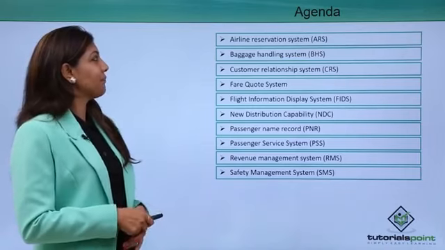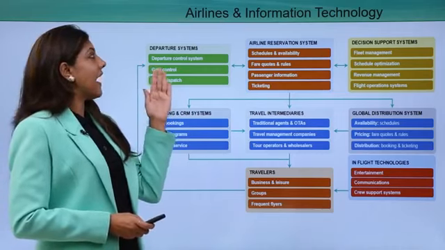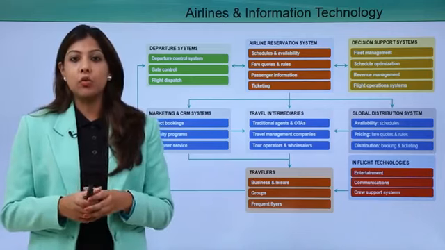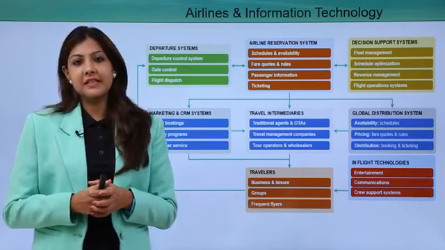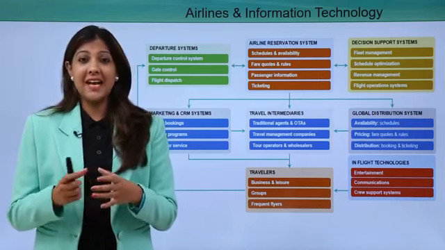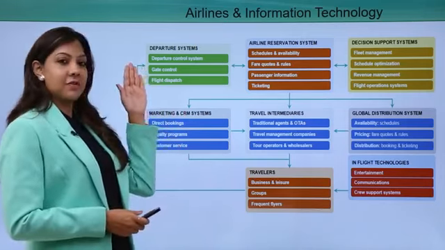So let's see. The first and foremost is the airline and information technology. Now, airline and IT work very close together because a lot of things in aviation are done with the help of software. So it's important that IT and aviation are very closely linked together. Let's see, we have departure system.